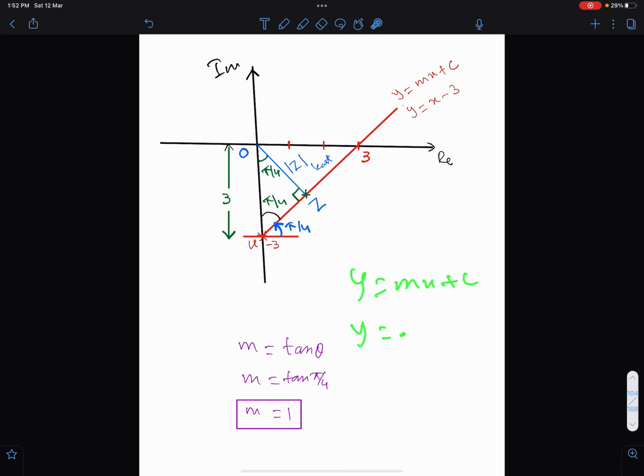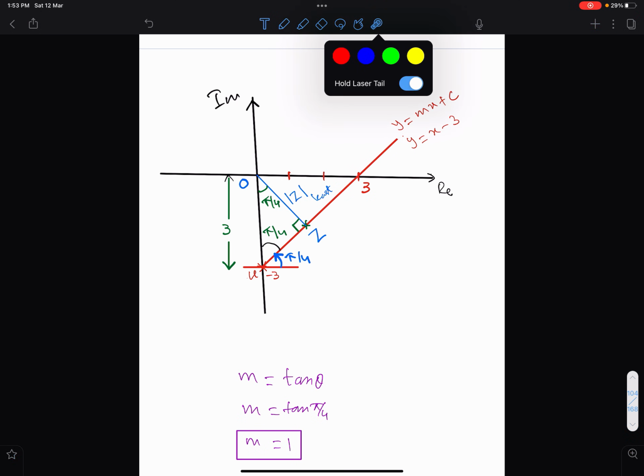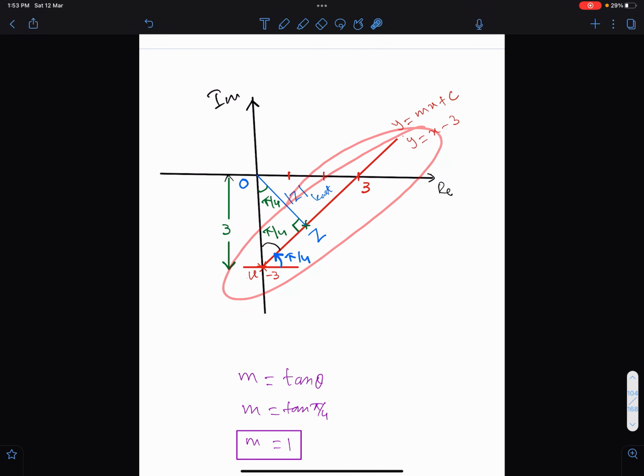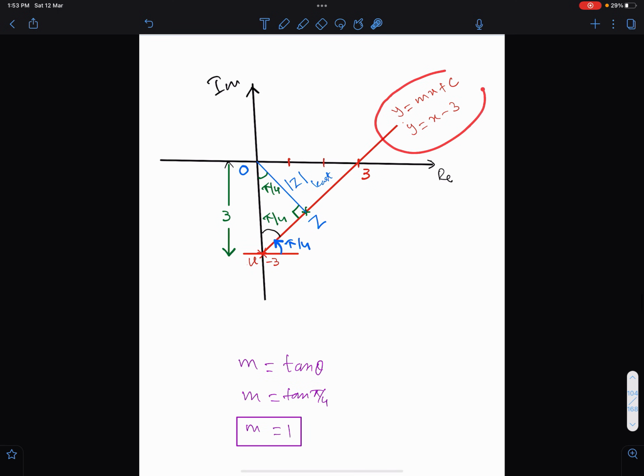So y is equal to mx plus c. So y is equal to 1x minus 3. This is the required equation of this line. If the examiner asks find the equation of this line, then you can find the equation of this line in this way. First find the gradient and then substitute gradient and c into this equation. This is an extra work.